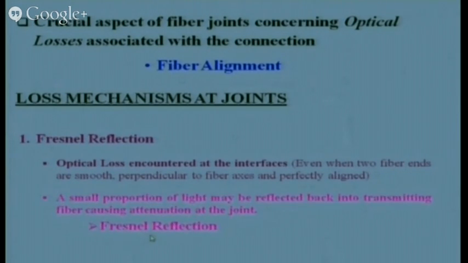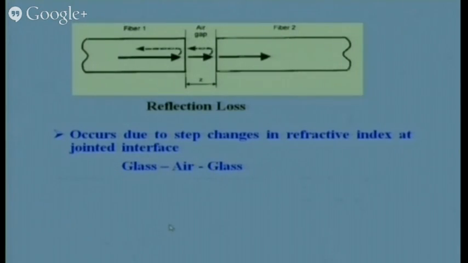It is called Fresnel reflection, and you see it is at two places. Now you have a fiber, you bring another fiber near to it. In between there will be either an air gap, or you will use some epoxy to make a joint, or you will fuse the two fibers. You will heat the two fibers and fuse them. When you fuse the two fibers, the strength of the fused fiber will be different from the unfused fiber.